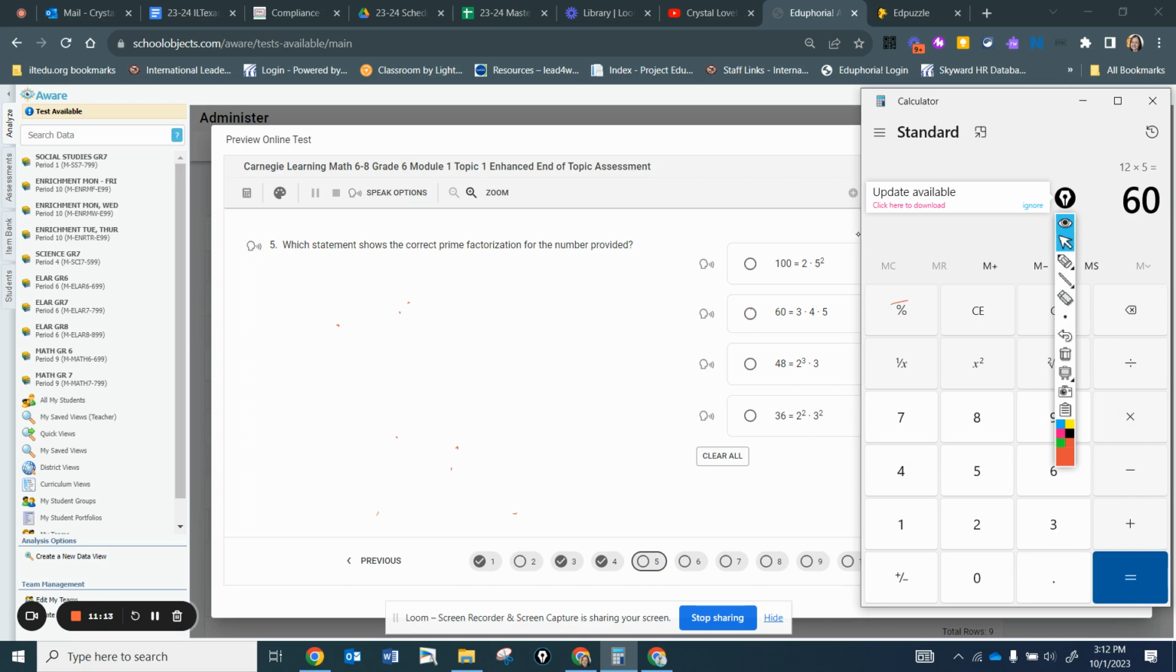It's asking for the prime factorization. 4 is not prime because 4 can be divided into 2 times 2. So it can't be this one, even though it does equal 60. Now this is good because 2 times 2 times 2 times 3 are all prime numbers. So let's try that one in our calculator. Okay, 2 times 2 times 2 times 3 equals 24. But it says 48, so that's not looking good.